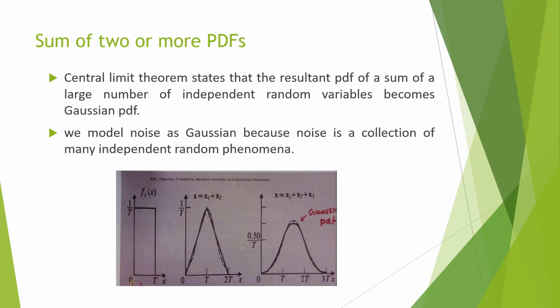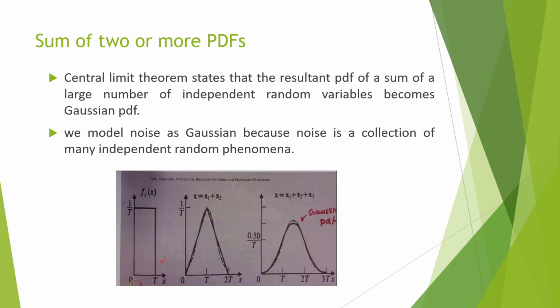In the previous slide we have seen that if you add two PDFs, then the resultant PDF is given by the convolution of the individual PDFs. Suppose you are adding more than two PDFs, what would be the result? I have taken one example here. Suppose you have a random variable x, which is uniformly distributed, looking like a rectangular pulse between 0 and t. And we have three such PDFs.